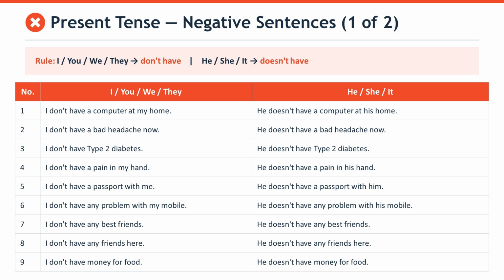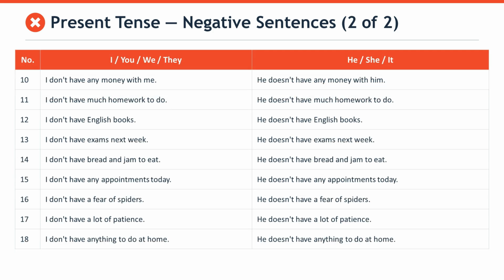I don't have any problem with my mobile. For he doesn't have any problem with his mobile. Notice we often use the word any in negative sentences. Let us continue with more negative sentences. I don't have any money with me. For he doesn't have any money with him. I don't have much homework to do. For he doesn't have much homework to do.